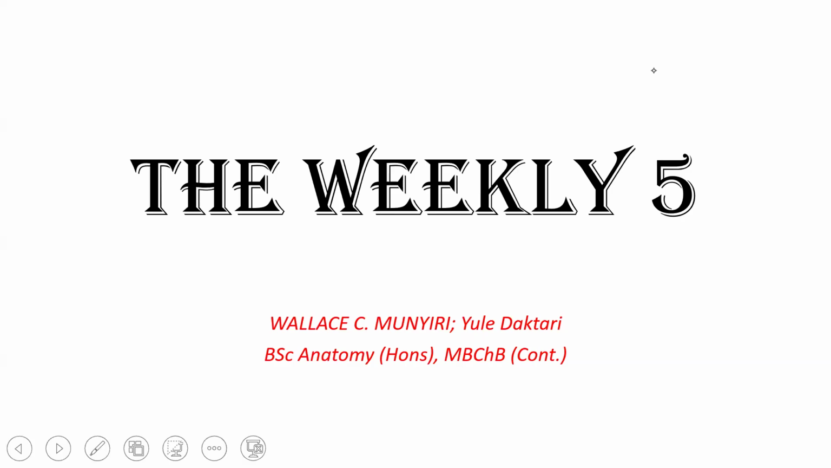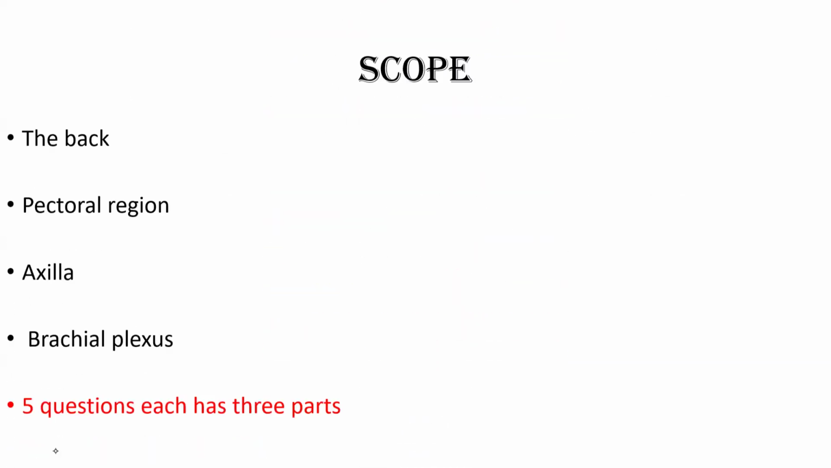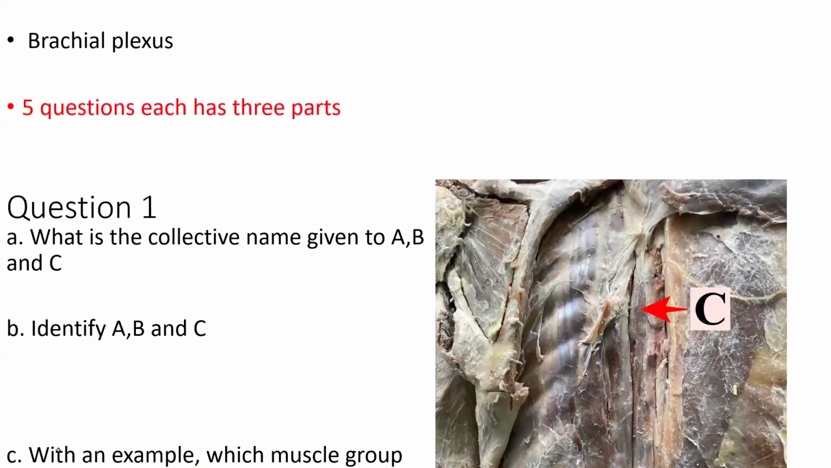Let's start. So, the scope for this week is easy. We shall do the back, the pectoral region, the axilla, and the brachial plexus. As you know by now, 5 questions, each has 3 parts. Let's start. On to the first question.